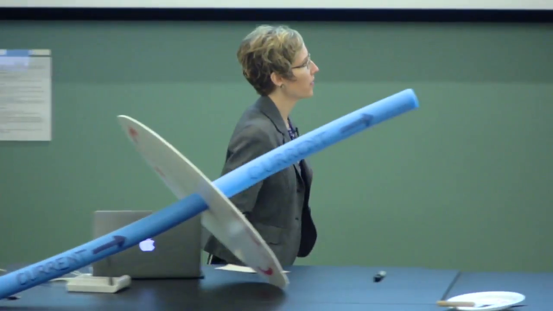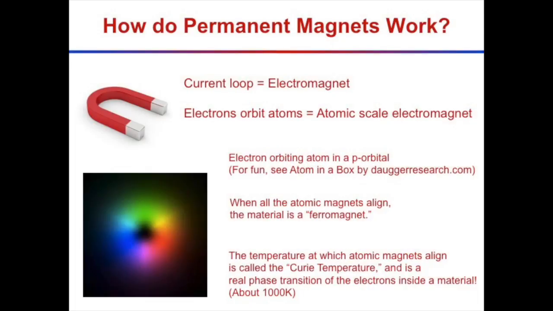Now, one of the things I'd like to know is why does this bar magnet act like a current loop? It probably means that inside the bar magnet, there are little current loops. And in fact, that's the case. There are little current loops inside here. So let me think about where they might be. A current loop makes an electromagnet, right? I turn on the current and I get an electromagnet. I turn off the current and the magnetic field is gone.